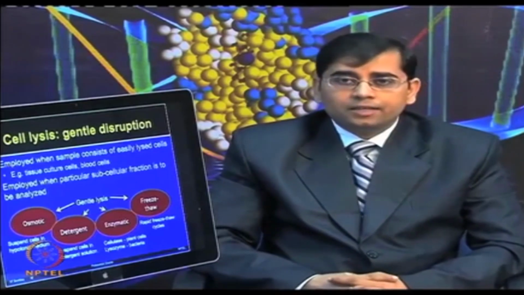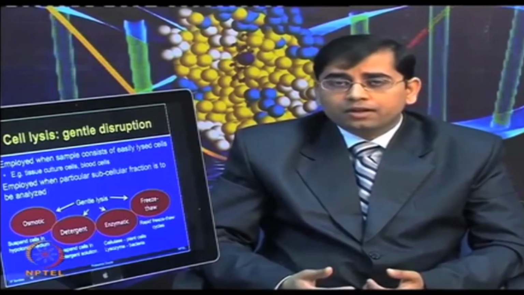Freeze thaw is one of the very commonly used methods for gentle disruption, which involves rapid freezing and thawing cycles. You need to cool your sample in a very cold condition, for example, liquid nitrogen, and then immediately put it in boiling water. While doing this rapid freezing and thawing, the cells will break open.